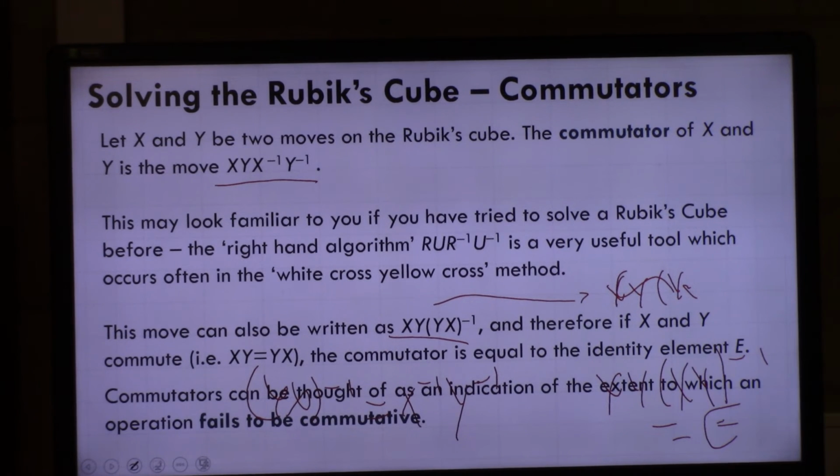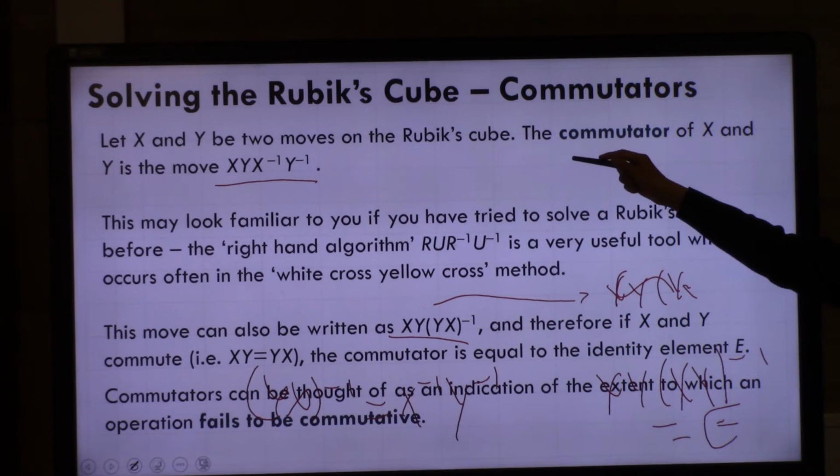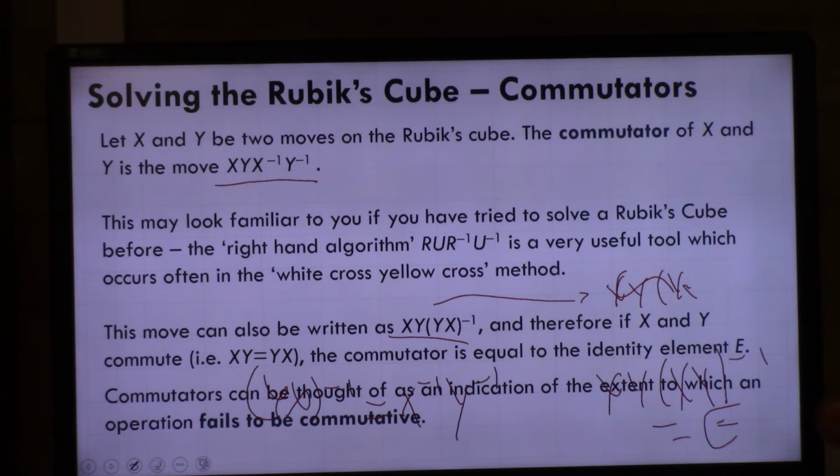And here you just put that commutators can be thought of as an indication of the extent to which an operation fails to be commutative. So for example, if two moves move a lot of the same cubes, then this commutator will move the cube more than if, let's say, we just had one cube that was affected by both of these moves. Then only that one cube would move as well.